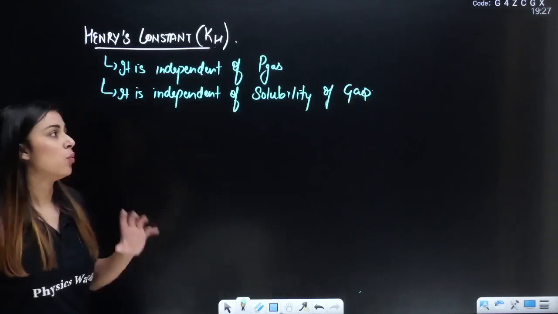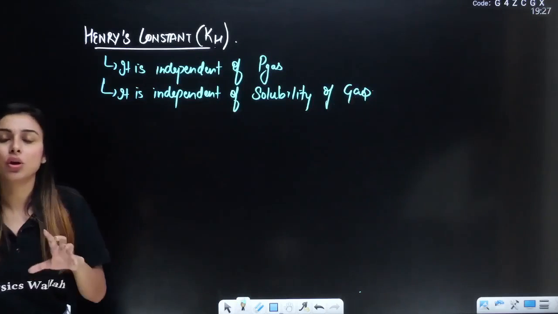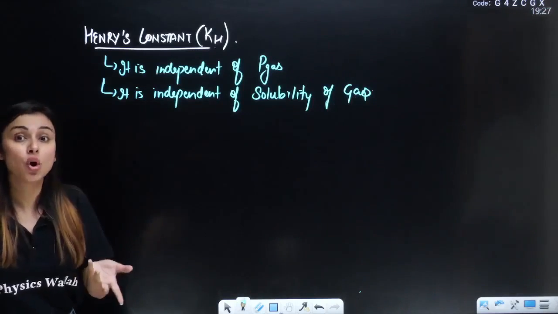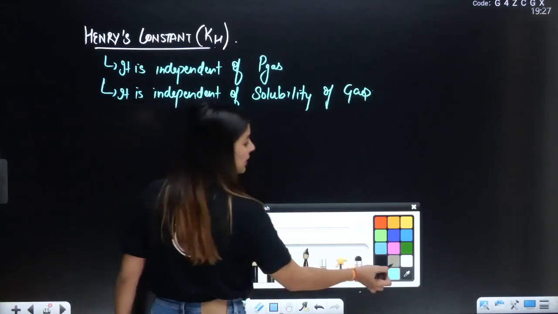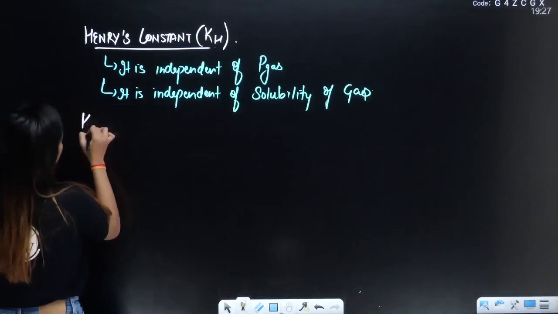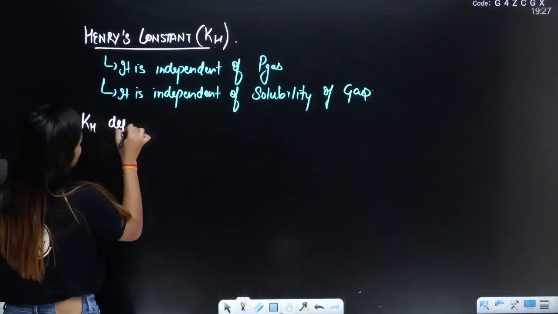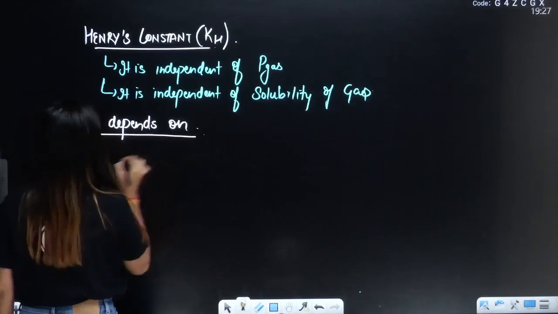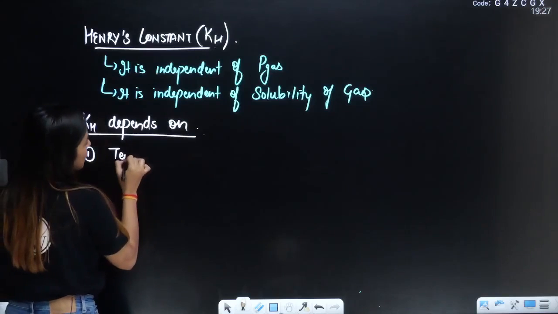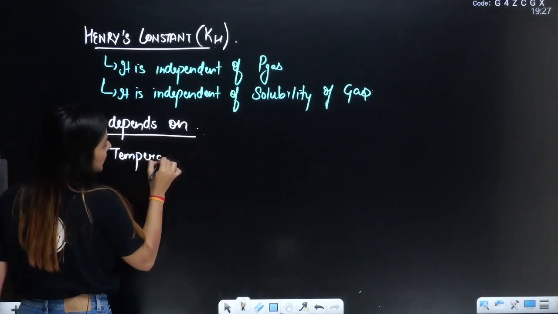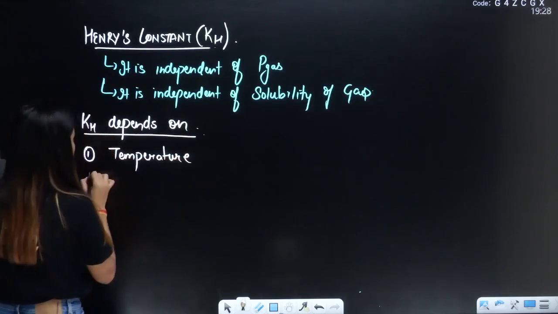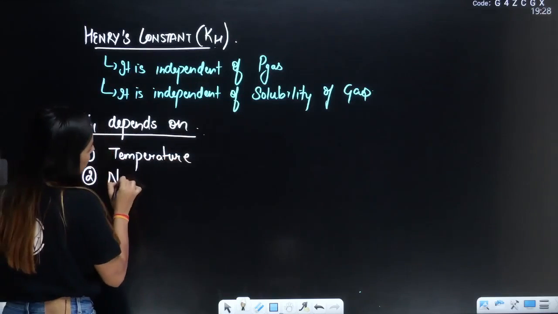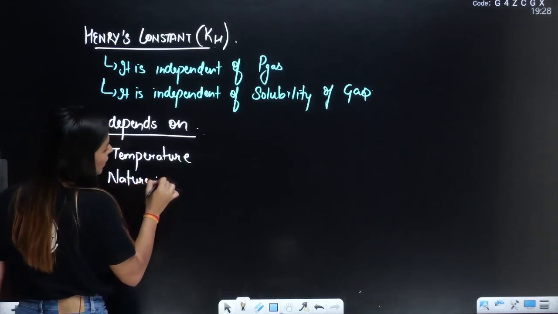Now let's move forward. What does it depend on? What are the factors that it depends on? So now we are going to write that KH depends majorly on two factors. First is temperature. And the second is nature of gas.